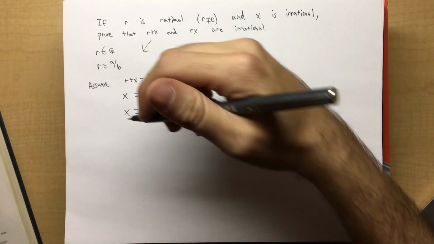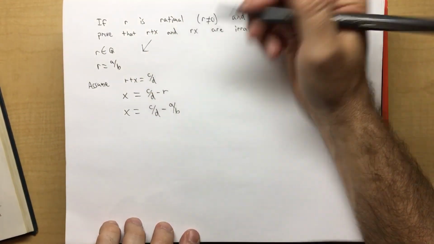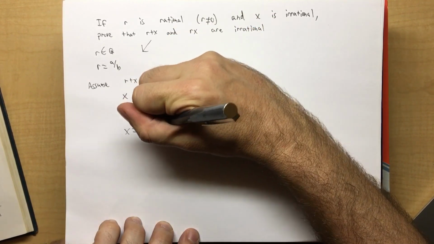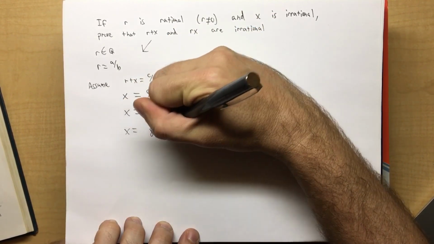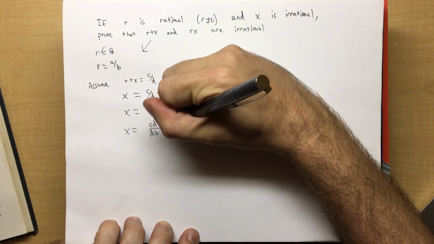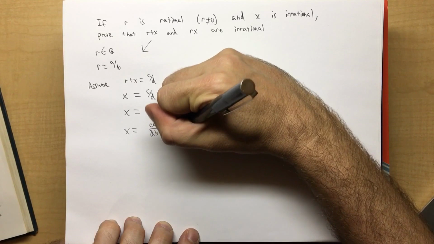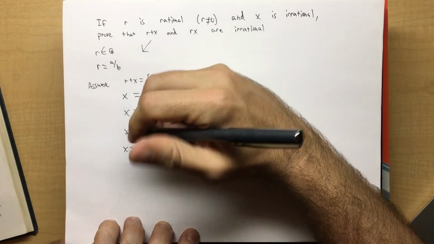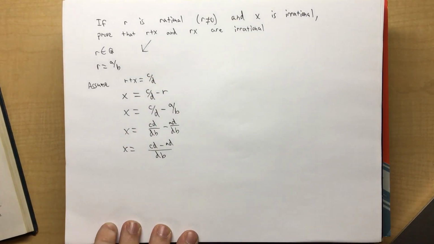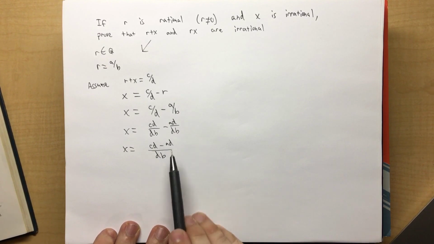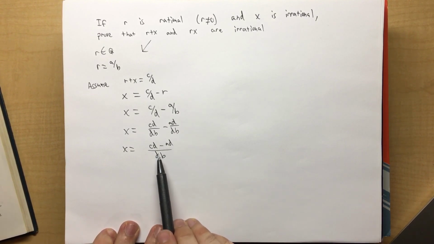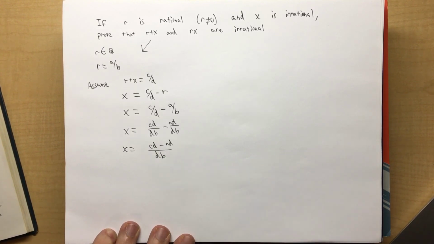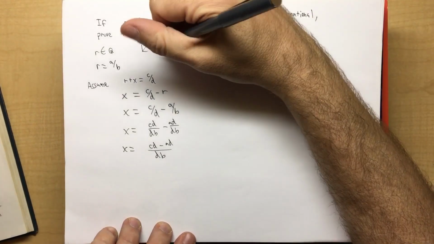But to make it a little bit better, we're just going to combine these fractions. So x is cb over db minus ad over db. x is cd minus ad all over db. So this right here, after you work it all out, is going to be an integer. This right here is going to be an integer, and this is non-zero. And we could even put that up here.